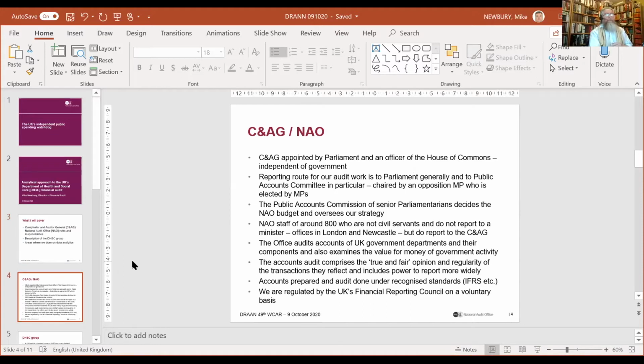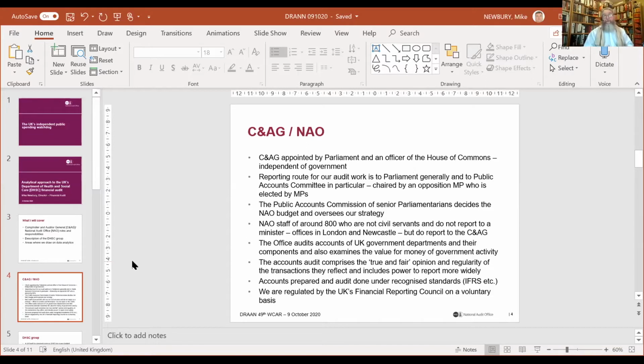So the Controller and Auditor General, as I said, is appointed by Parliament. The UK has a devolved system of government. Health and social care are matters that are devolved to the four constituent elements of the United Kingdom. So what I'm about to talk about holds good for England. I'm the auditor of the Department of Health and Social Care for England. There are different arrangements in place in Scotland, Wales, and Northern Ireland.